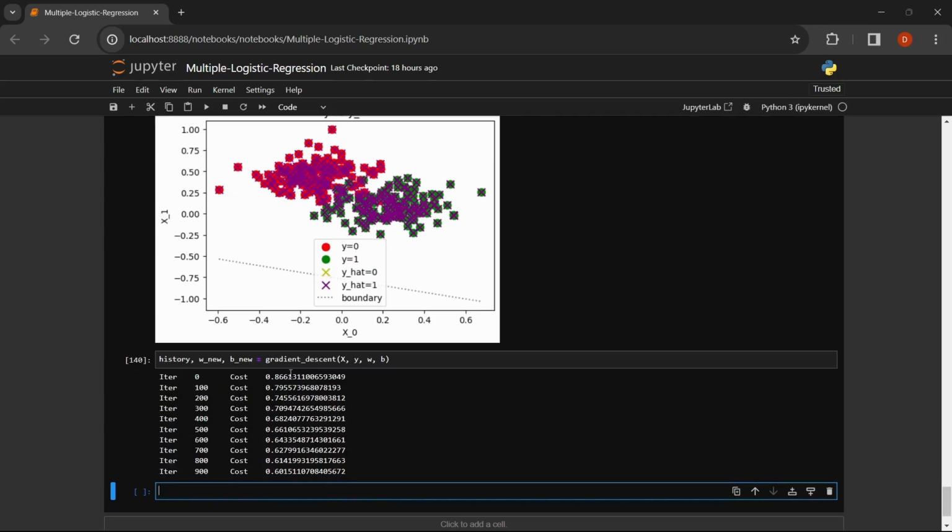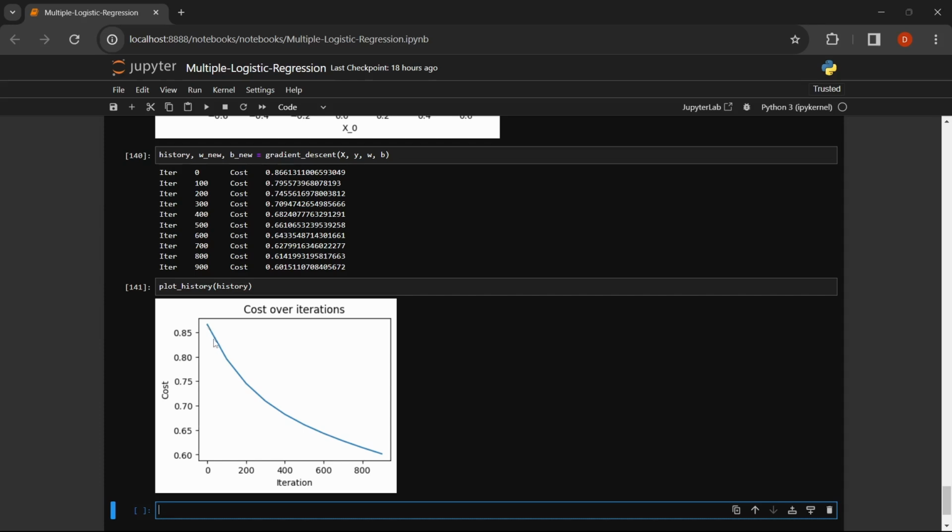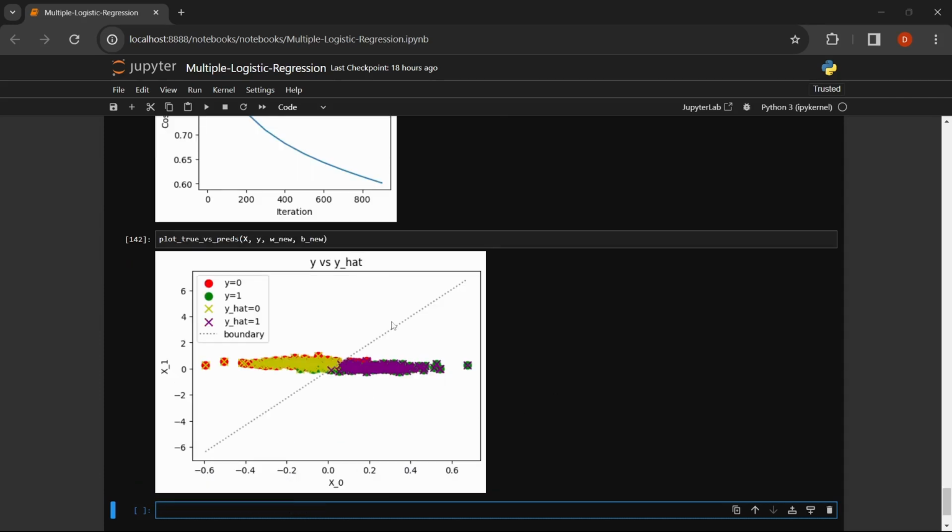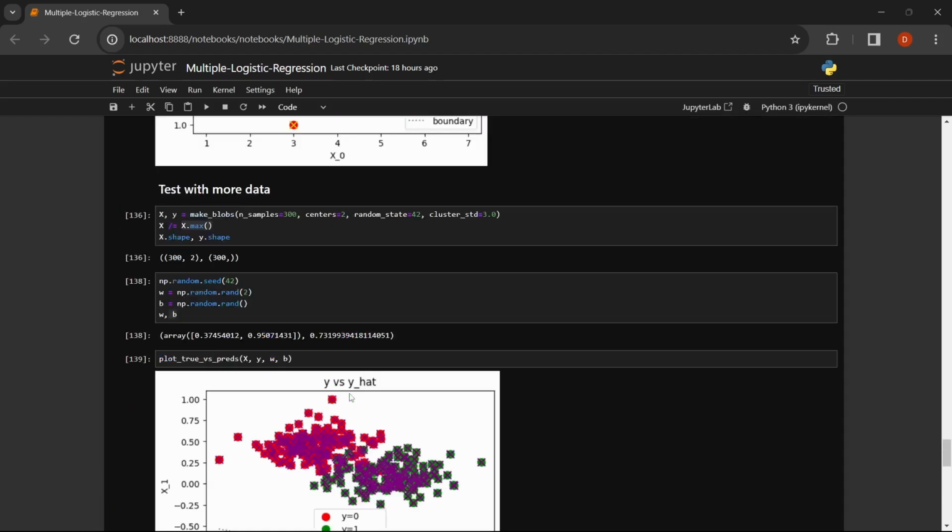Okay, so our cost started at around 0.86 and went down to about 0.6. Let's plot that history. So it looks like our cost went down over the iterations pretty smoothly, and it almost looks like we could train more, but let's go ahead and plot our results. Alright, this is a little bit hard to see, so let's actually update our plot function.